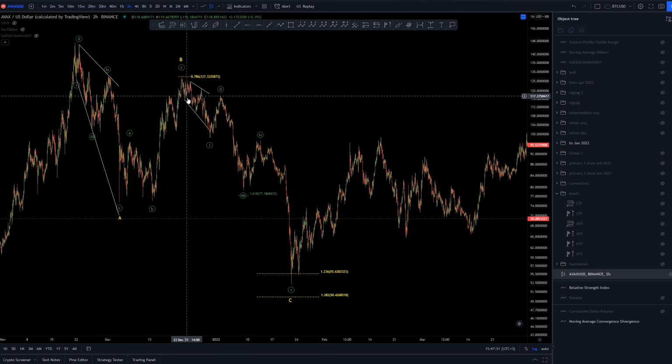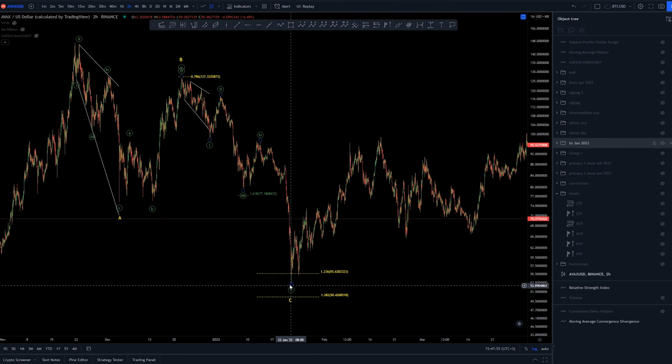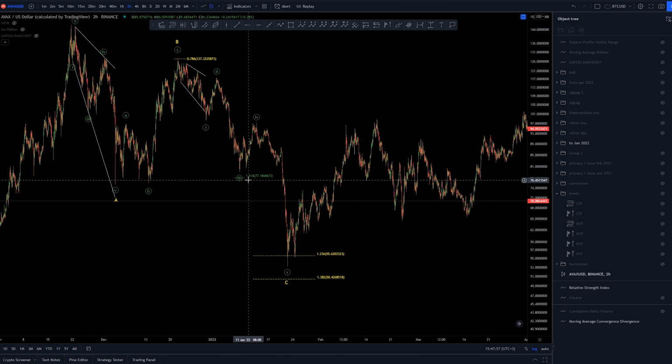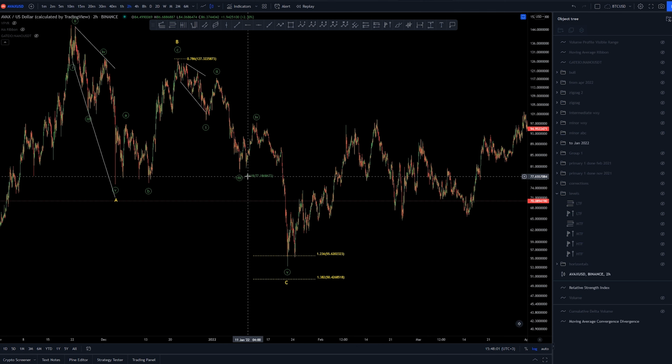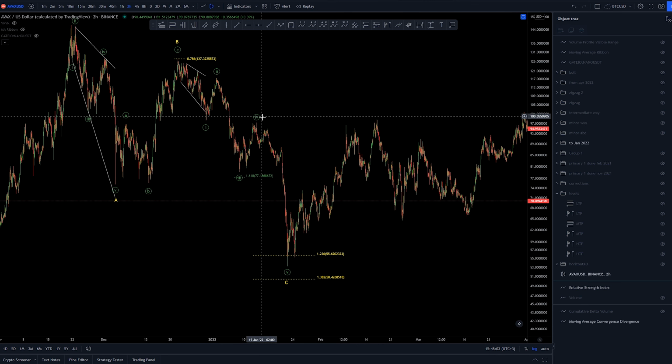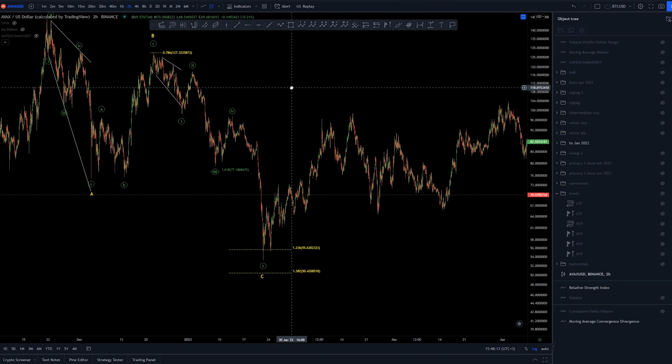The next part again, 1, 2, 3, 4, 5 into C. The wave 3 falls just short of the 1.618, but wave 4 has enough space to retrace the wave 3, so it's not in the wave 1 area, so there's no issues here.